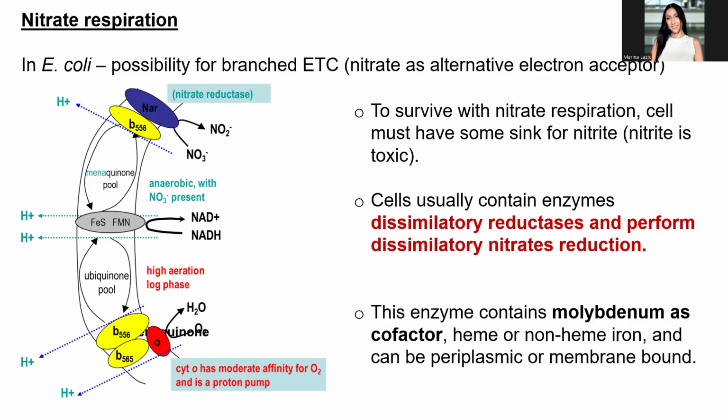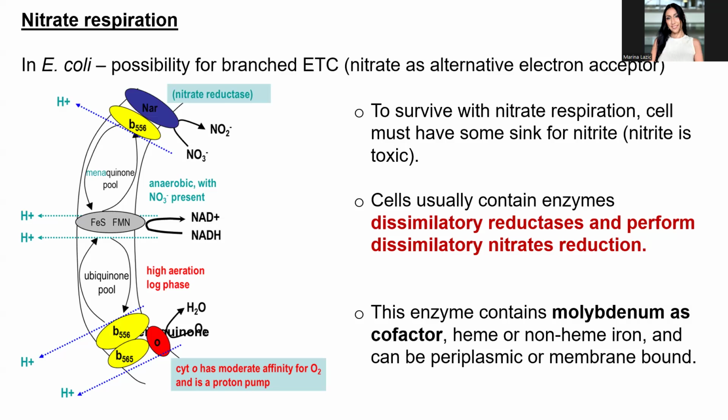To survive nitrate respiration, cells have to have something for nitrite, because nitrite is toxic. So usually they contain some reductases and they perform dissimilatory nitrite reduction just to detoxify the produced NO2 minus. Those reductase enzymes contain molybdenum as a cofactor, pretty old. So that was respiration done by E. coli.